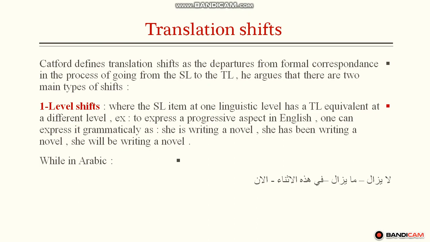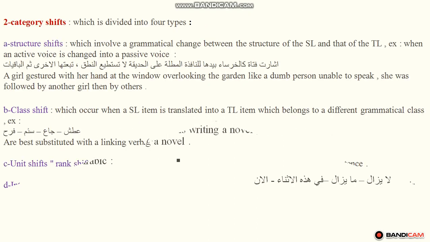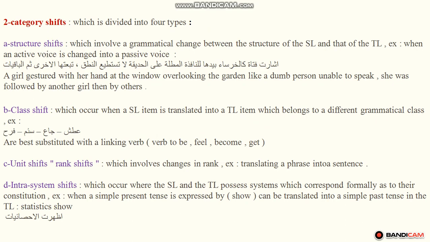For example, to express a progressive aspect in English, one can express it grammatically as she is writing a novel, she has been writing a novel, she will be writing a novel, while in Arabic we will say لا يزال ما يزال في هذه الأثناء أو الآن. The second kind or type of shifts, which is category shifts, is divided into four types: structure shifts, class shifts, unit shifts, and intra-system shifts.